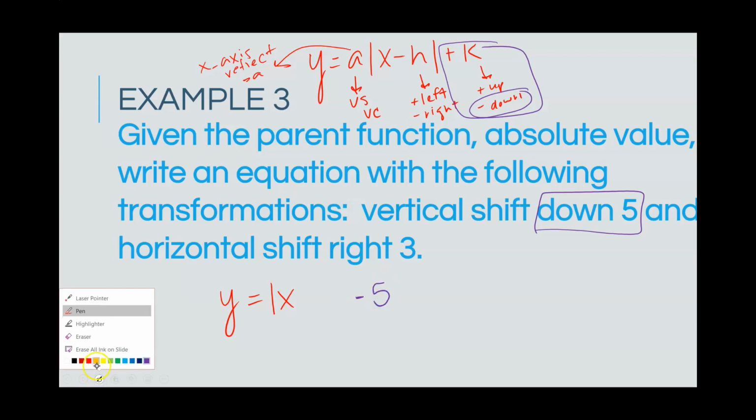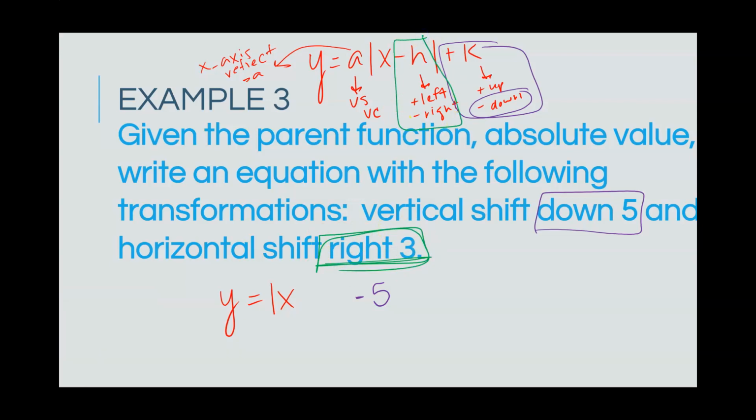Then next, it says horizontal shift right 3. Right and left is my h, and a right is going to be negative, so it's going to be minus 3. And then we just close out the bars because the up and down is not in the bars. And that is your answer.